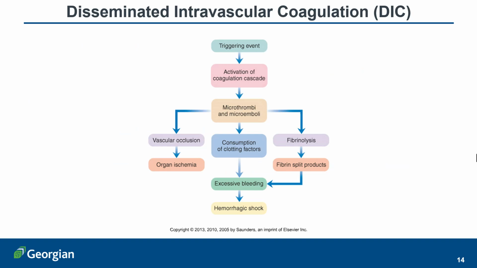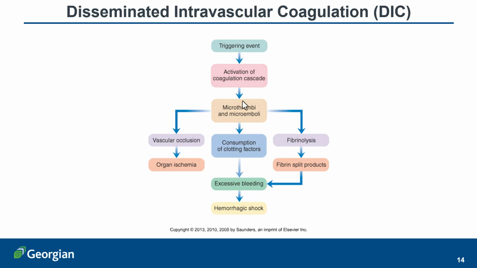Here's DIC in flowchart form in terms of the pathophysiology. So there's some triggering event, for example, an obstetrical emergency or post-surgery, that leads to inappropriate activation of the coagulation cascade, which in turn leads to the formation of thousands of microthrombi as well as microemboli. That in turn leads to vascular occlusion, organ ischemia, organ dysfunction, multi-organ failure, and potentially death.